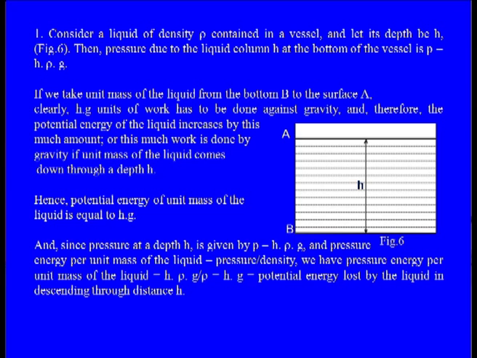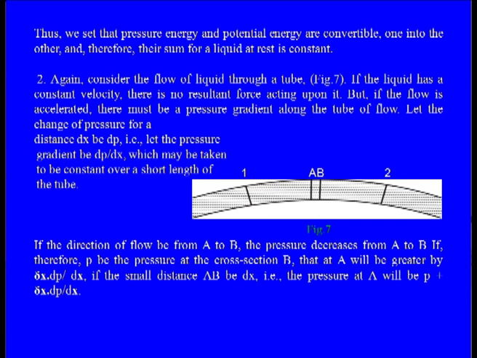And since pressure at a depth h is P equal to h times rho times g, and pressure energy per unit mass of the fluid is pressure by density, as we have already seen, we have pressure energy per unit mass of the liquid equal to h rho g by rho, which is nothing but h times g, which is nothing but the potential energy lost by the liquid in descending through distance h. Thus, we can conclude that the pressure energy and potential energy are convertible one into the other, and therefore, their sum for a liquid at rest is constant.